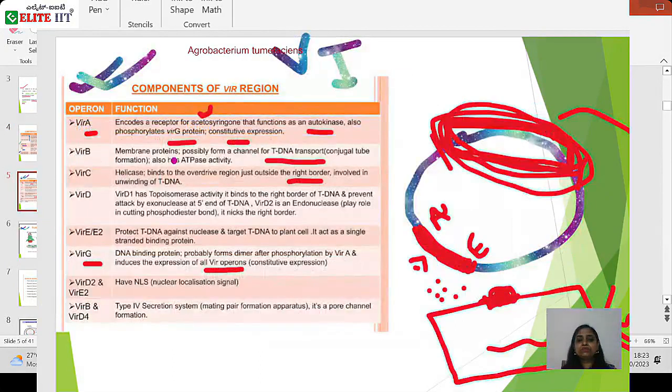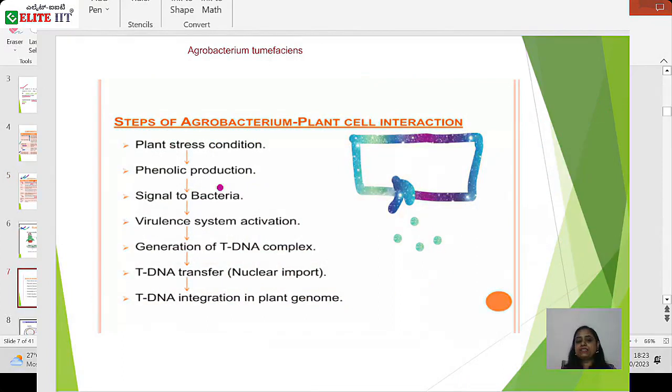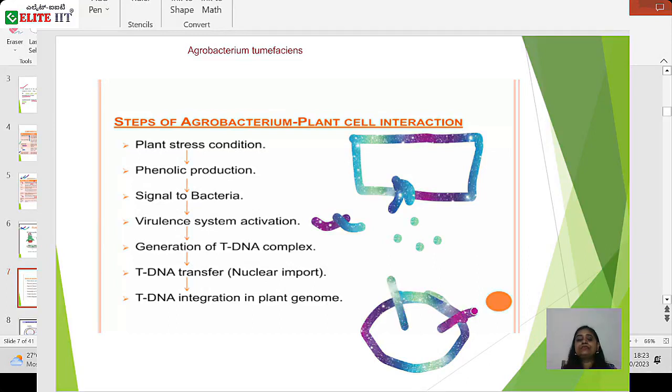It was acetosyringone. Okay, acetosyringone is the phenolic compound released from the plant. Due to that phenolic compound, it gives a signal to the bacteria. Bacteria means agrobacterium. Inside the agrobacterium, Ti plasmid is there. Now signal to bacteria. Now virulence system activation. Now the virulence system is activated. Generation of tDNA complex. The tDNA is actually excised, separated from the Ti plasmid.